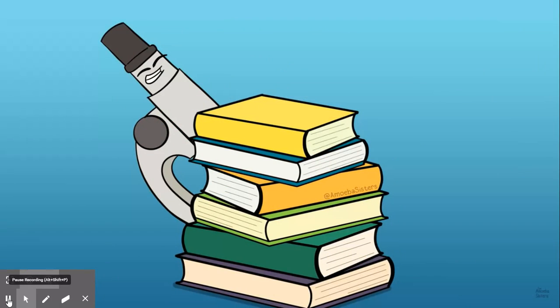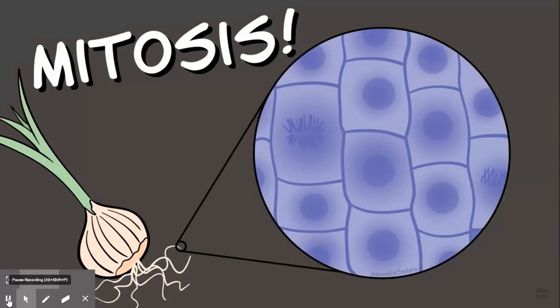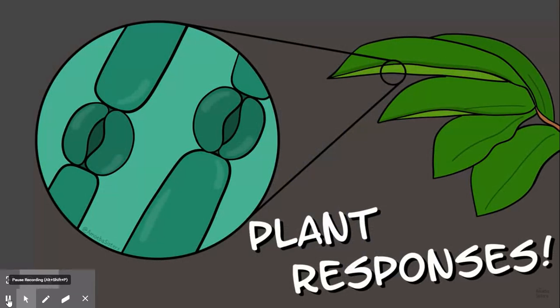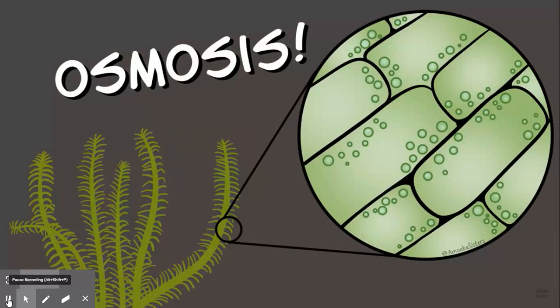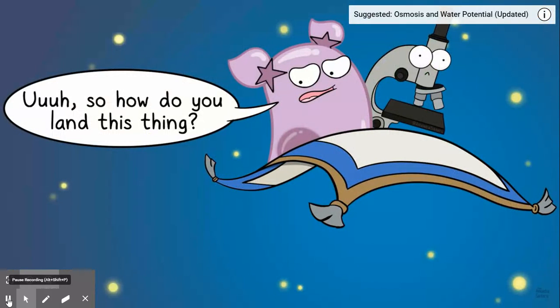Microscopes can also complement what you might be learning in life studies, studying mitosis. Check out the cross-section of an onion root tip where lots of mitosis happens. Studying plant responses. Take a look at stomata from a thin sample underneath a leaf. Studying osmosis. Take a look at how aquatic plant cells respond to different salt concentrations. Endless possibilities to explore, endless curiosity.